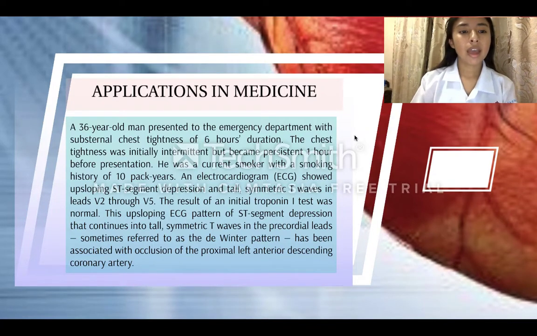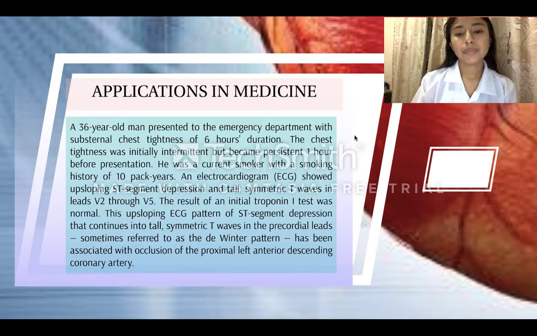Applications in medicine. A 36-year-old man presented to the emergency department with substernal chest tightness of 6 hours duration. The chest tightness was initially intermittent but became persistent for 1 hour before presentation. He was a current smoker with a smoking history of 10 pack-years.